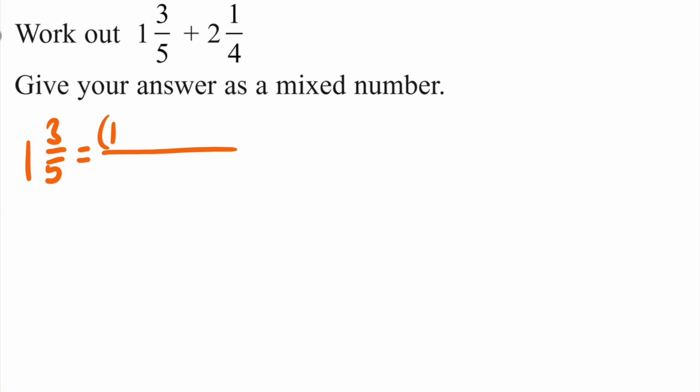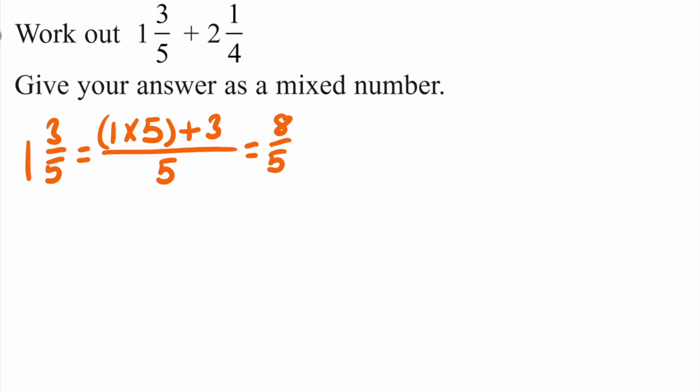In order to convert a mixed number to an improper fraction, we multiply the whole number on the outside, so the 1, multiplied by the denominator, which is 5, so 1 multiplied by 5, plus the existing numerator, which is 3, all over the existing denominator. So 1 times 5 gives you 5, plus the 3 gives you 8, so that's 8 over 5.